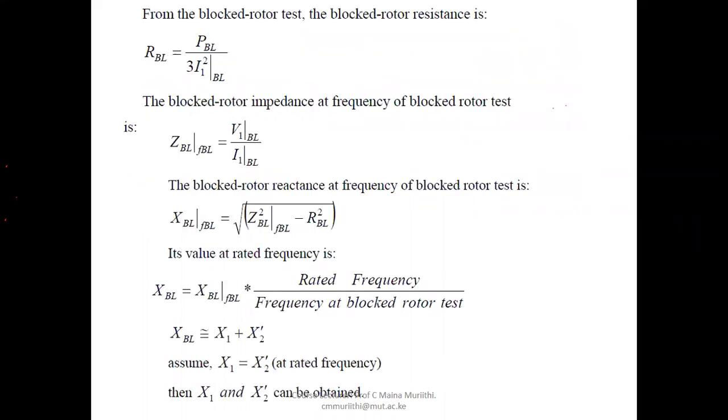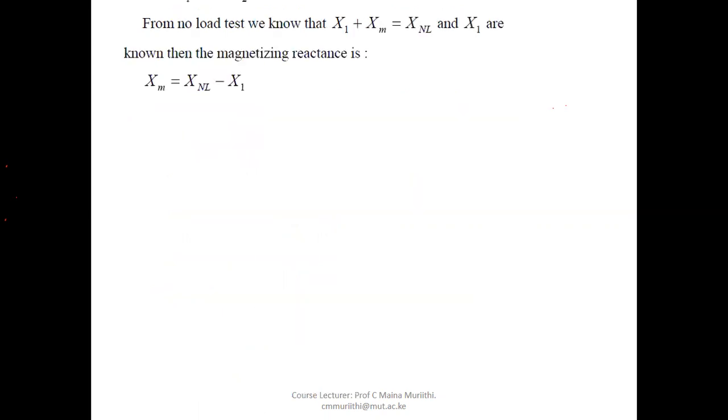Again, from the measurement of the power, we get the blocked rotor resistance. From the measurement of the voltage and the current, we get the impedance. And from the two, we get the reactance. In case we had adjusted the frequency, we immediately correct for that to get the correct reactance of that machine. Then the blocked rotor reactance is assumed to be X1 plus X2. And in a properly designed machine, X1 and X2 are equal, and consequently, we can get X1.